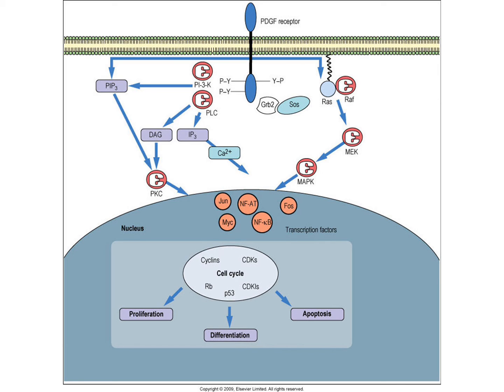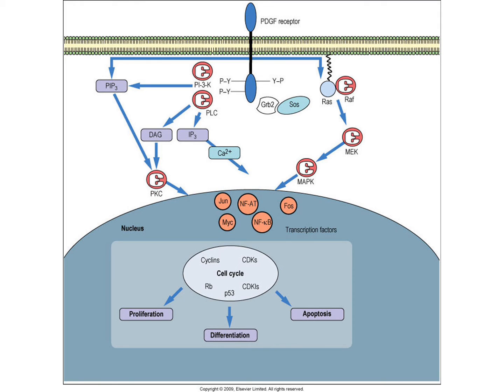And again, all these nuclear factors like Jun, FOS, MYC, all are potentially oncogenic if they are mutated in the right way. These genes were first identified because they were somehow picked up by a virus and incorporated into the virus. And then when the virus infected a cell and brought the gene in, it transformed the cell into a cancer cell.